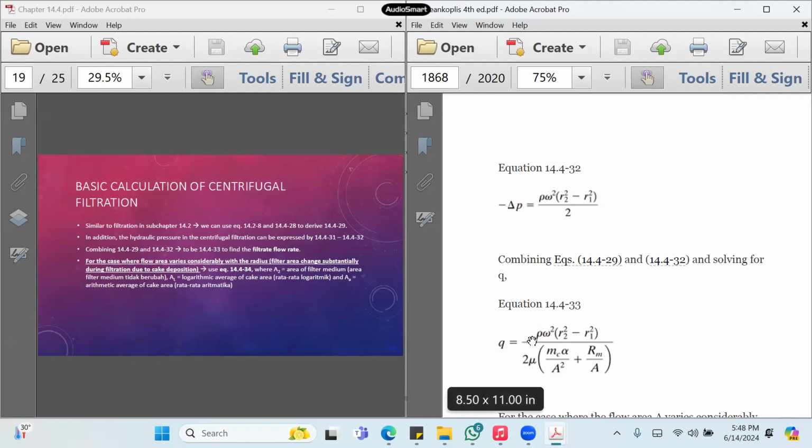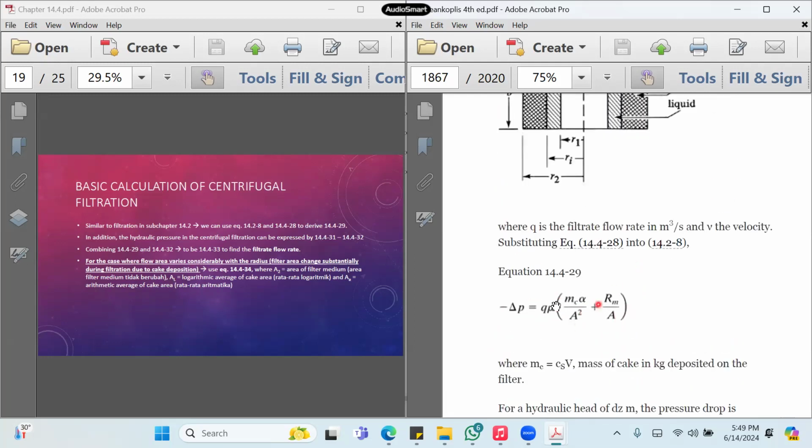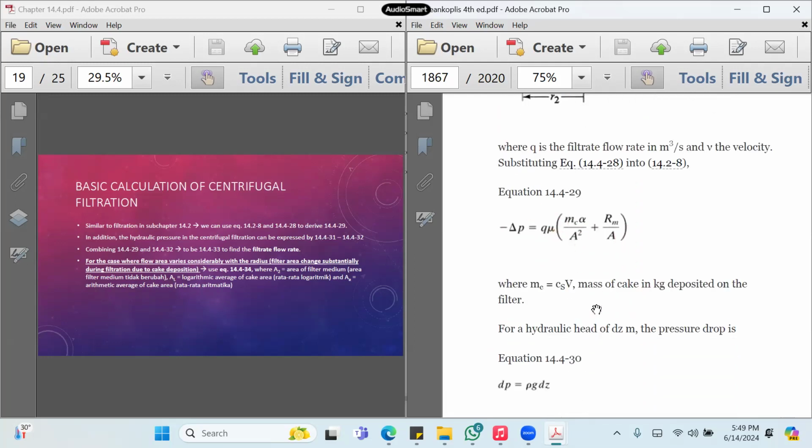Okay, so that's the derivation from the previous equations to this equation. With this, we can calculate the Q, or the filtrate flow rate. This one is to calculate delta P, and delta P is actually here, from chapter 2.